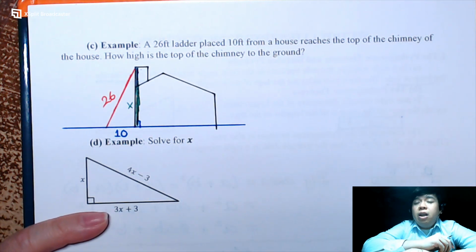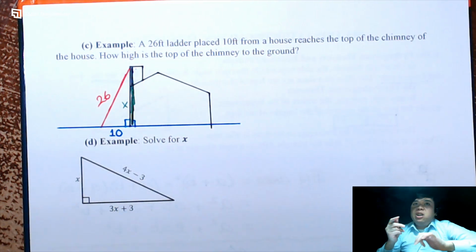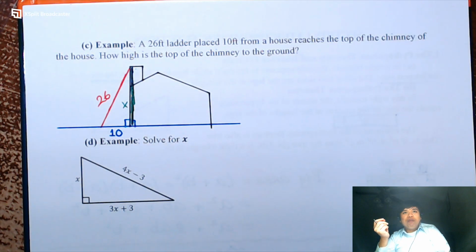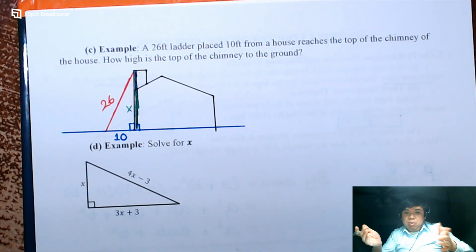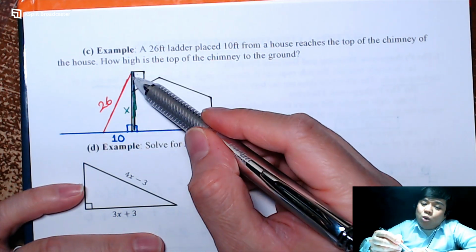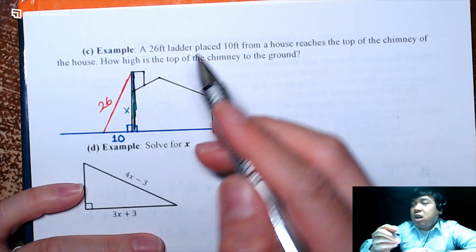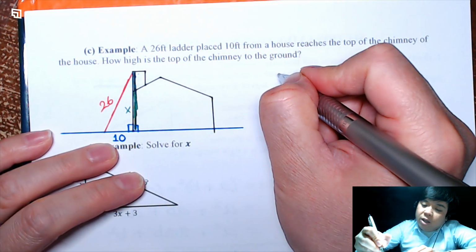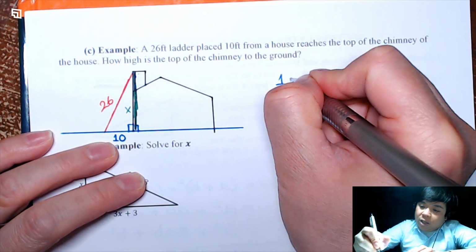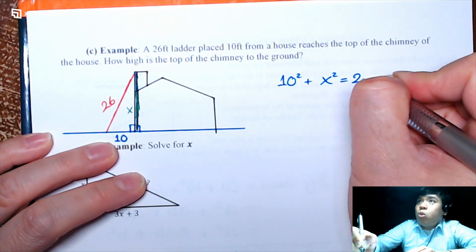Call it x. And again, we assume that it is a perfect right triangle here. Otherwise, we don't have the Pythagorean theorem. So 26 is opposite from the right angle, so that is the longest side. By the Pythagorean theorem, we have 10 squared plus x squared is equal to 26 squared.